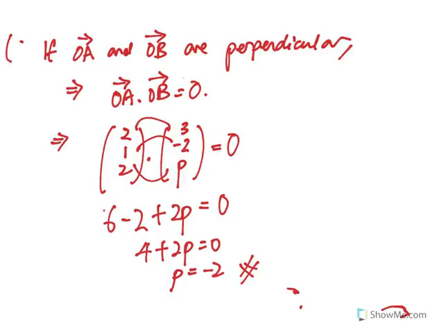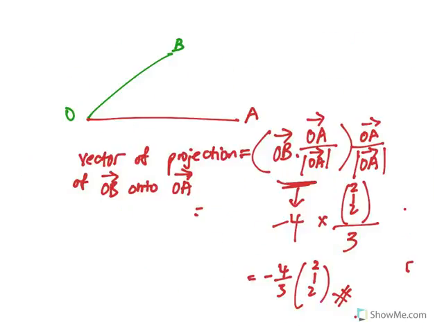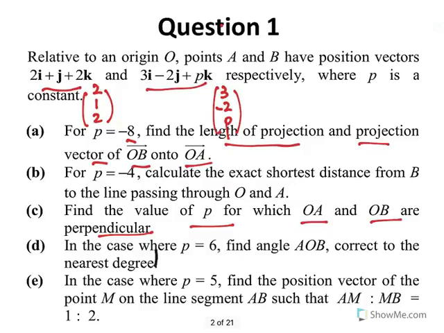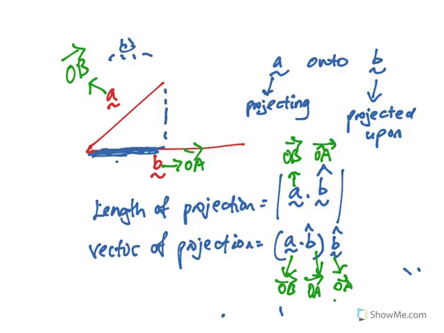Okay, how about part D? What's the question for part D? In the case where p equals 6, we want to find angle AOB correct to the nearest degree. Simple. All we need to do is take the cosine of angle AOB. Because of the scalar product, one property that comes to mind is that cosine theta is A dot B over the magnitude of A times the magnitude of B. This is from the scalar product.